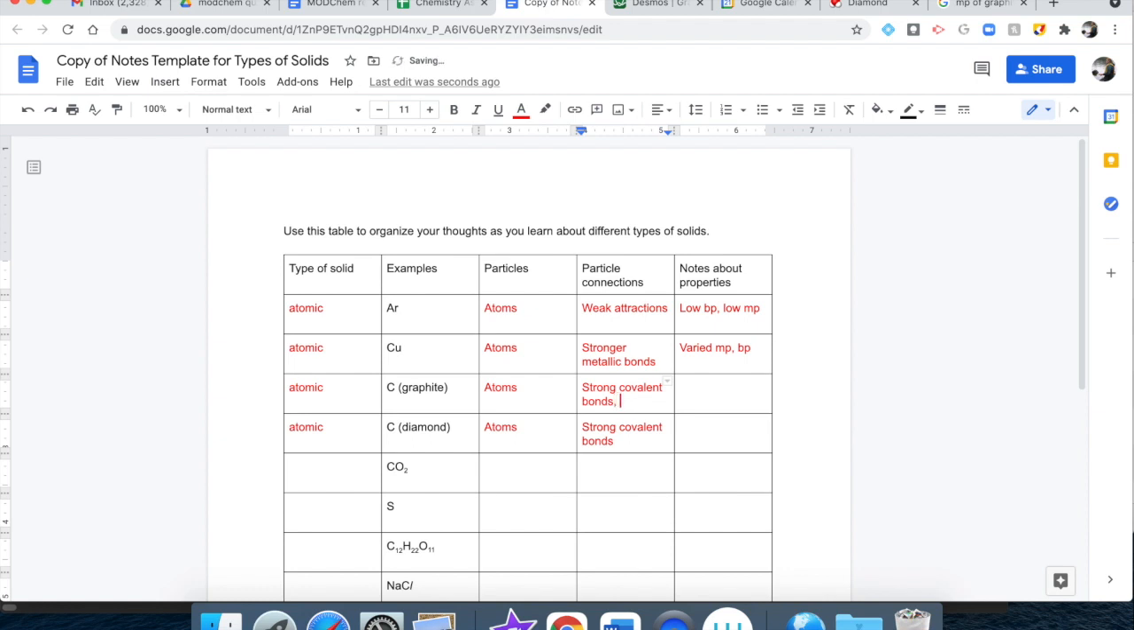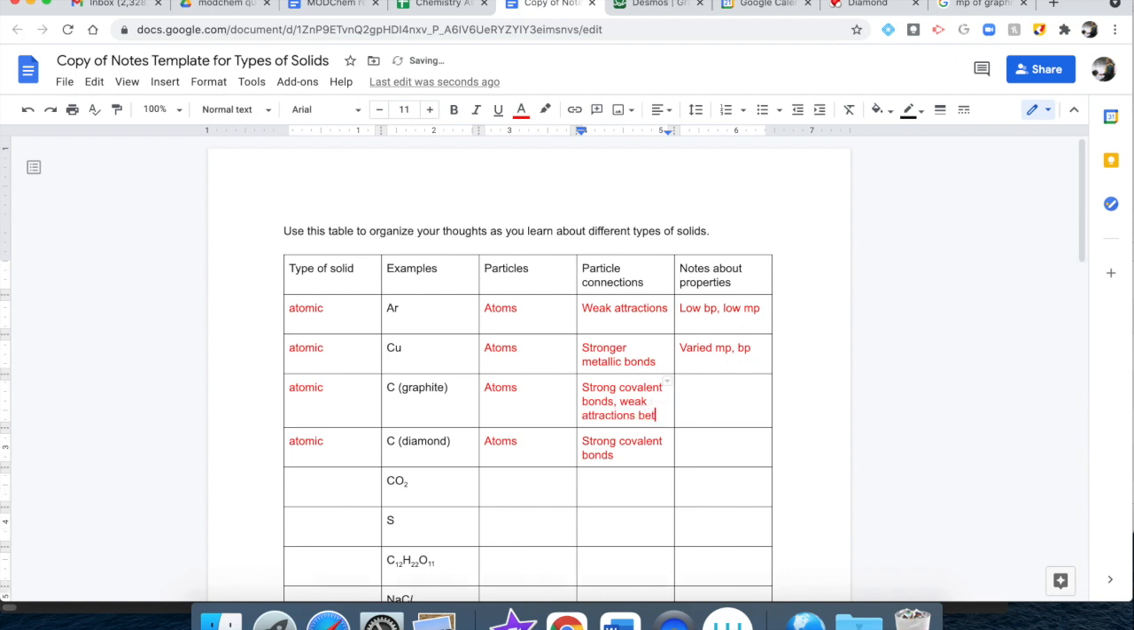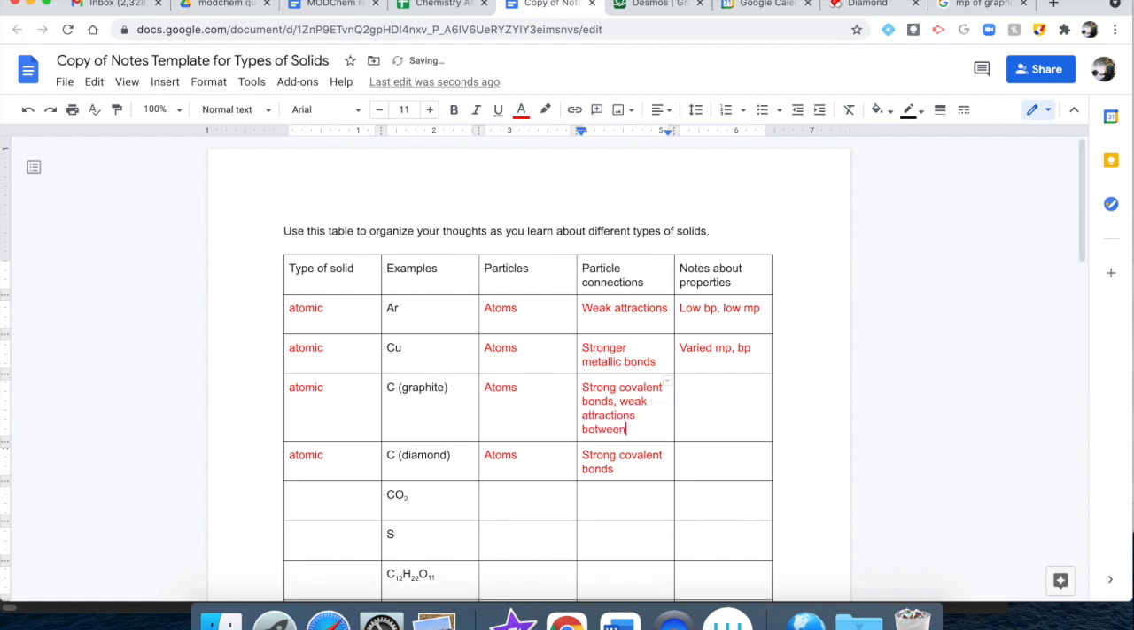But in addition to the strong covalent bonds, graphite has weak attractions between the layers. And that's what gives graphite the ability to rub off on paper when you write with it, or serve as a lubricant, because it's easy to break those layers away. So, properties. Both of these things have very high melting points and boiling points.